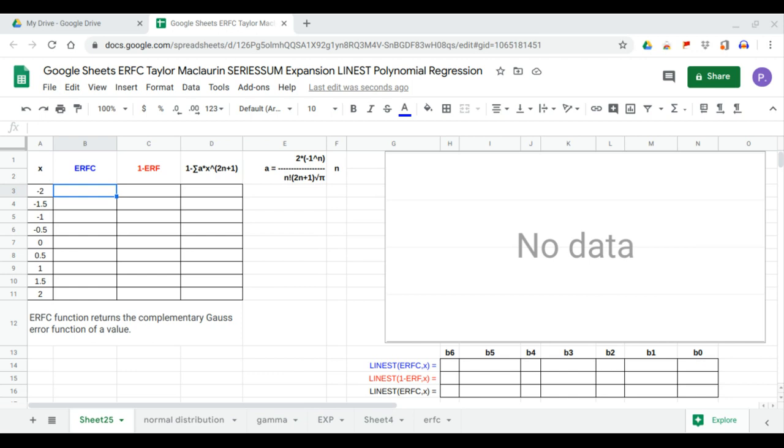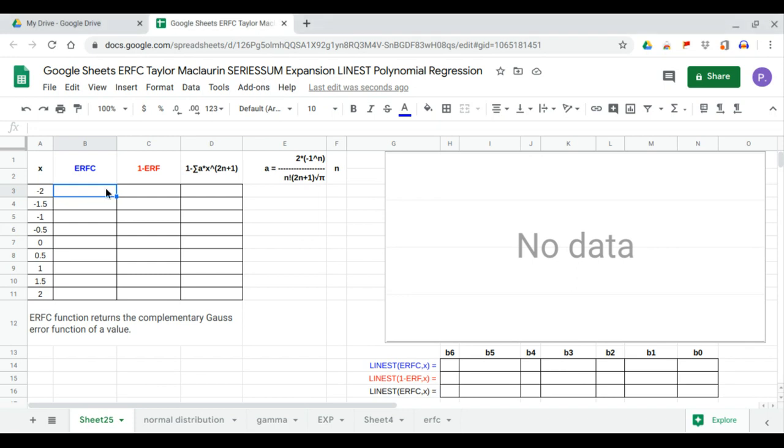The ERFC function returns the complementary Gauss error function of a value. In this video, we will show the expansion of the ERFC using the Taylor series, Taylor-Maclaurin series sum, and regress it using LINEST Polynomial Regression.